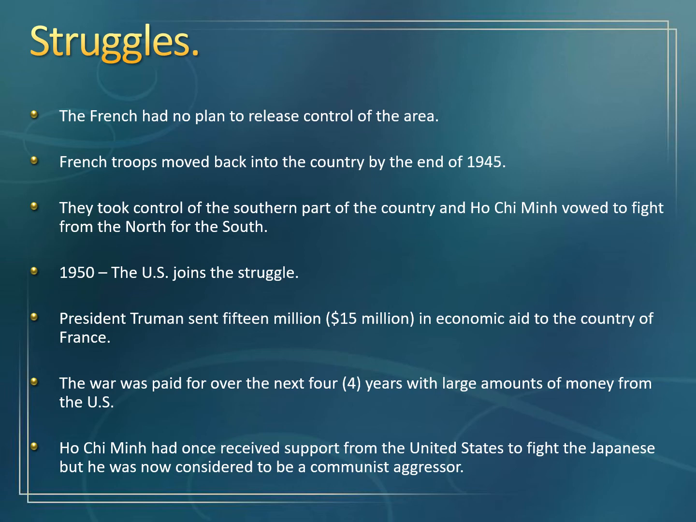In 1950, the U.S. decided to join the struggle. President Truman sent $15 million in economic aid to France to help fight the conflict in Vietnam. Over the next four years, most of the money for the struggle came from the United States. So France used a lot of the U.S.'s money to help fight this.